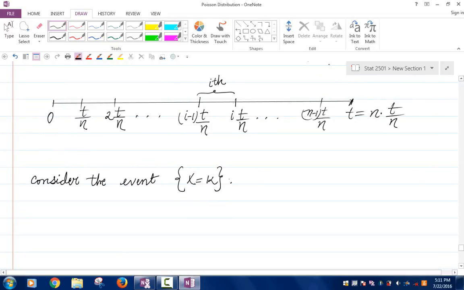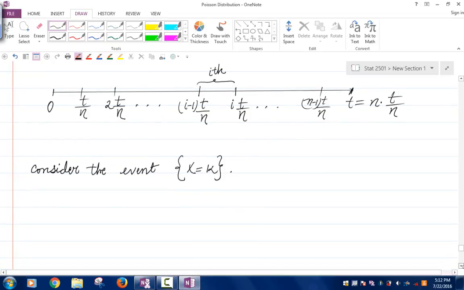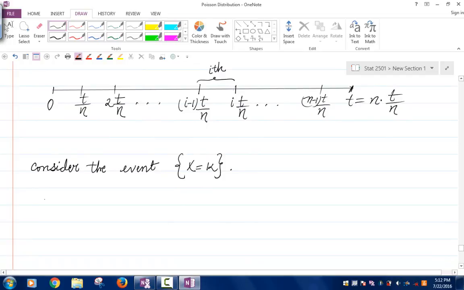So X equals k means that there are k occurrences of the phenomenon over the interval from 0 to t. Well, since there are k occurrences, there are two possibilities. One is that there are k subintervals containing exactly one occurrence each, or there is at least one subinterval containing two or more occurrences. So let me write that down. If there are k occurrences over the interval from 0 to t, then there are two possibilities.